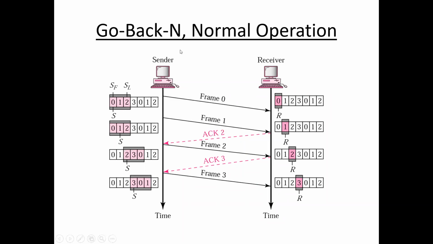See, in go back N, sender window size is N, more than 1. And receiver window size is only 1. Suppose sender window size is 2, and receiver window size is only 1. Okay, sender window size is more than 1 and receiver window size is only 1.